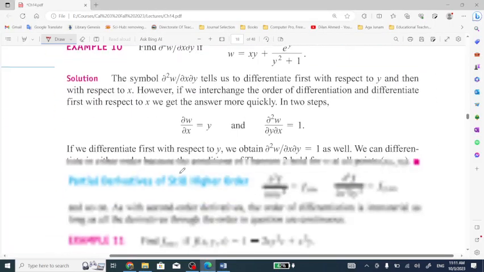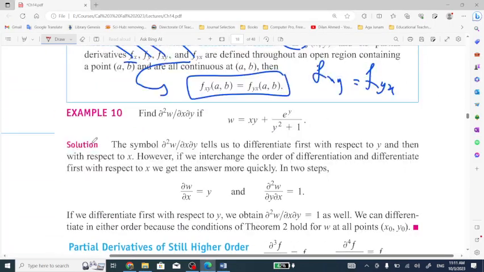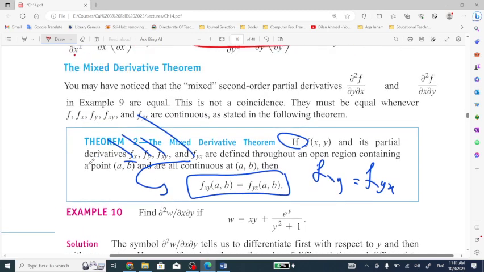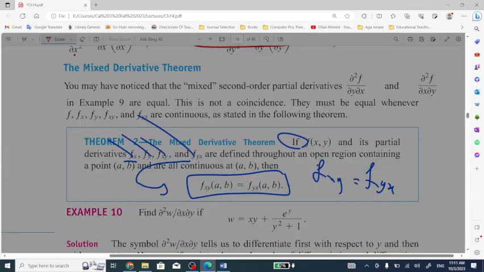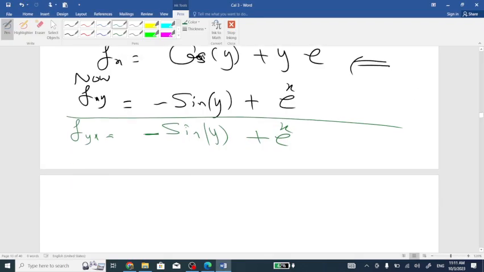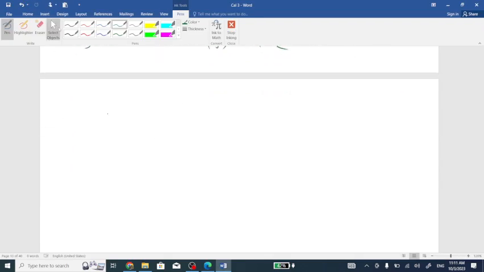Any questions, dear, about the mixed derivative? This is your duty. Can you do it for me? Use paper and pen and I will give you time to solve that one for me.